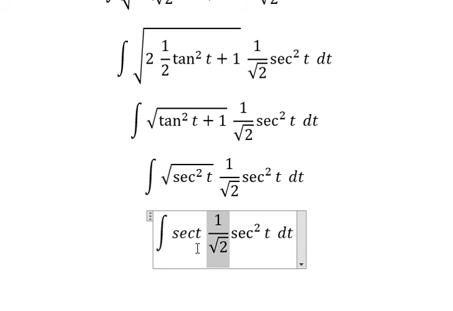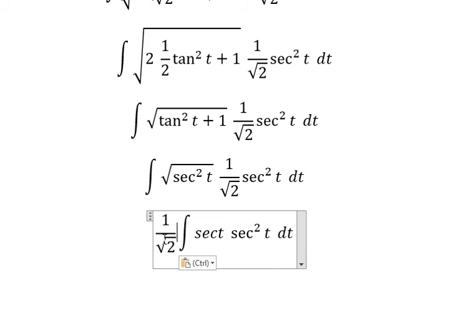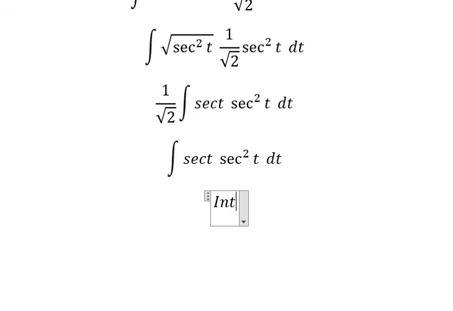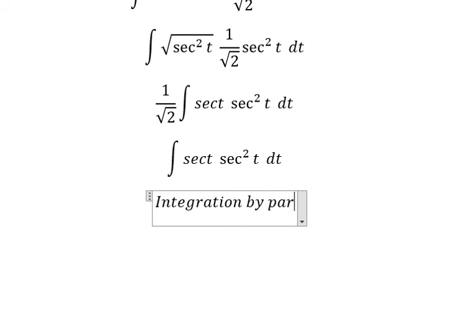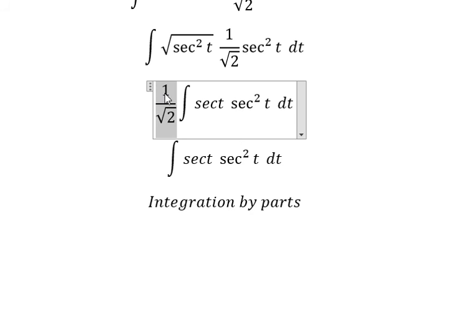Now I will put this one outside. Secant of t with secant of t squared, you get secant of t to the power of 3. But I will keep this one to do integration by parts. Because I just concentrate on this one, later I will multiply by 1 over the square root of 2 after we get the result in here.